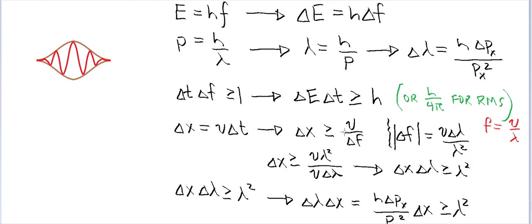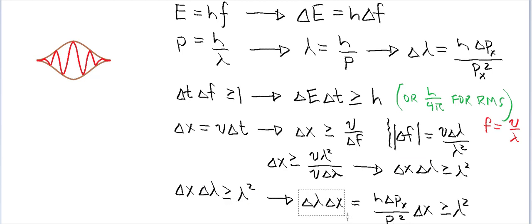And so here we have that delta x is greater than or equal to v over delta f. If we plug in what we now mean by delta f, we can say that delta x has to be greater than or equal to v times lambda squared over v times delta lambda. The v's cancel, and what we get is that delta x times delta lambda has to be greater than or equal to lambda squared, right? That's just this statement.